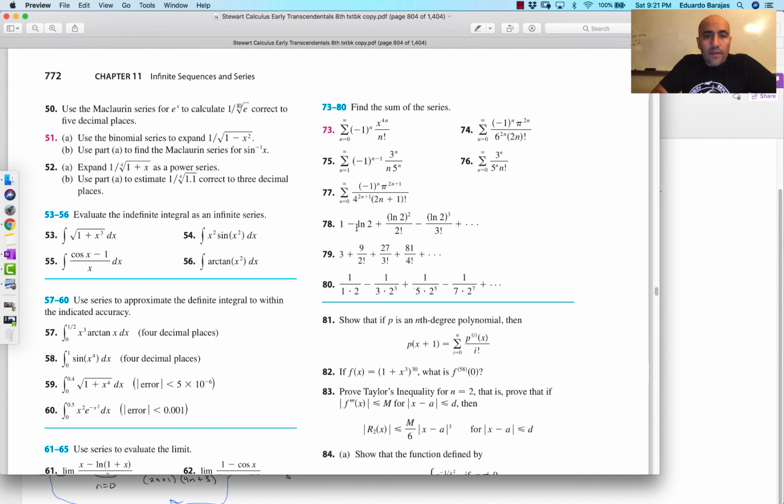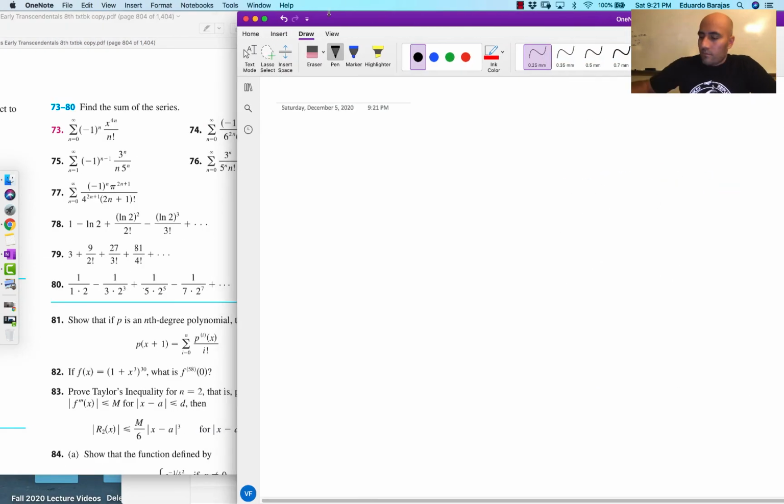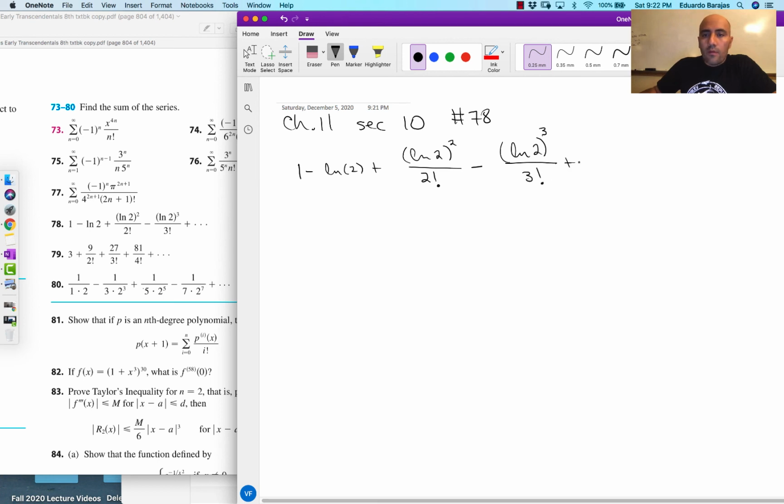How about number 78? 1 minus ln 2 plus ln 2 squared over 2 factorial minus ln 2 to the third power over 3 factorial plus ln 2 to the power of 4 over 4 factorial, right? I'm taking some leeway here, but it looks like the pattern is established. So find the sum of this series. How do we find the sum of this series as it keeps going?